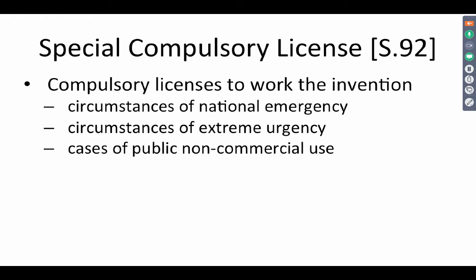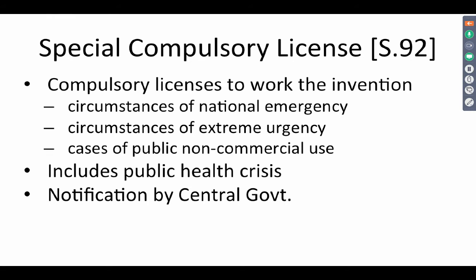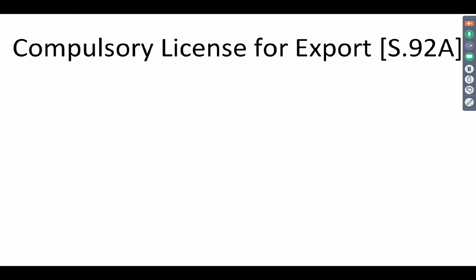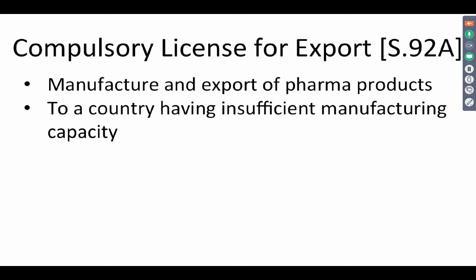The background being the central government should issue a notification in the declaration in the official gazette. Now, this includes public health crisis notification by the central government is required. The fourth category is what we call compulsory license for export. This largely covers the manufacture and export of pharmaceutical products.